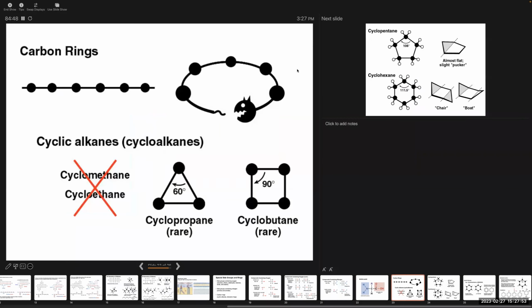All right, last thing I want to talk about today are different kinds of carbon rings. Once the projector catches up with me. There we go. So we've talked about straight chains of carbons, just a bunch of carbons connected to one another in a straight chain with lots of hydrogens sticking off of them.